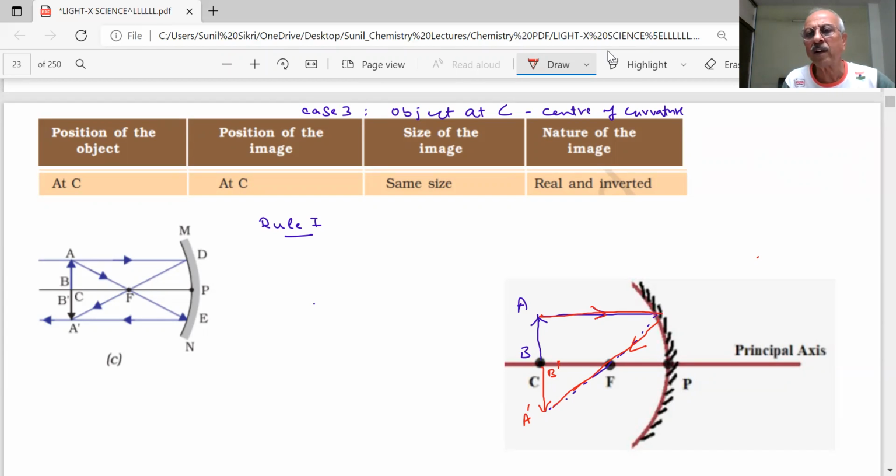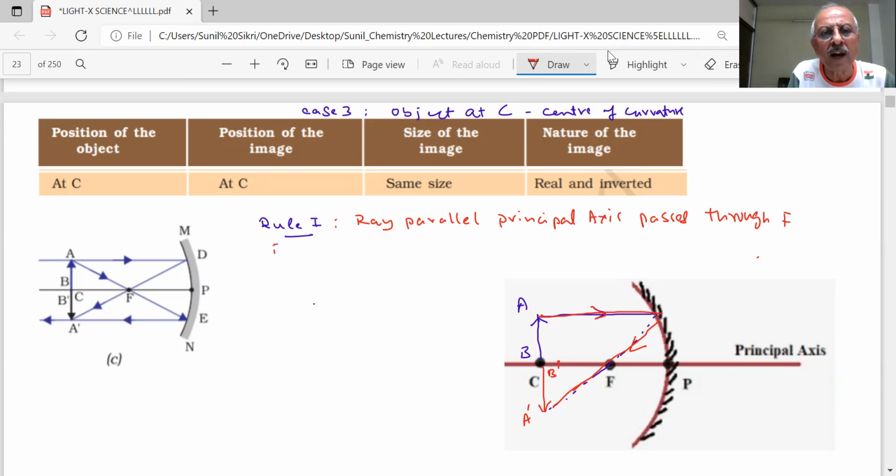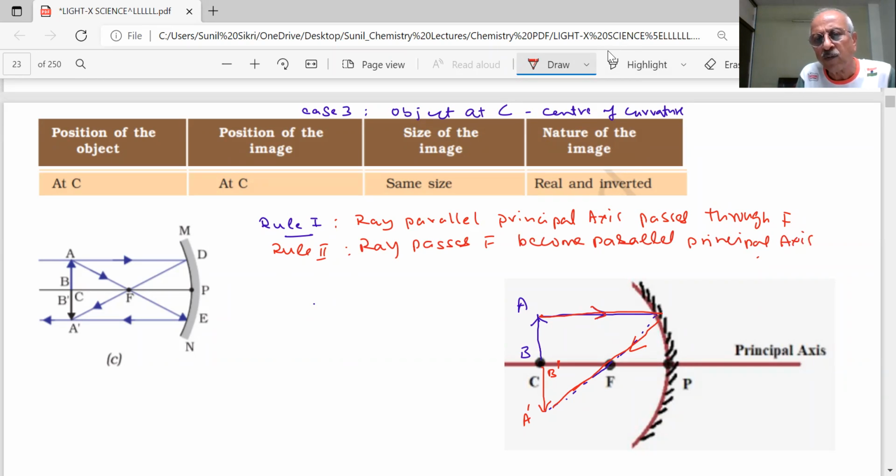And second, in this case, what I will do: rule 1. What is rule 1? Ray parallel to the principal axis passes through focus. Sometimes if we write it and remember it, it is easier for us. Now I am using rule 2. The ray of light which passes through focus becomes parallel to the principal axis. Did I tell you this rule? Yes, sir. In this case it is easier. I will draw this line, and it becomes parallel to the principal axis, and you get this image.